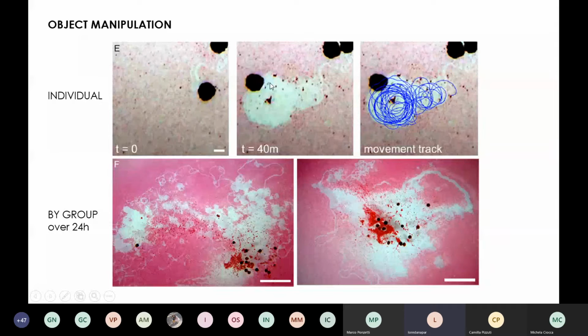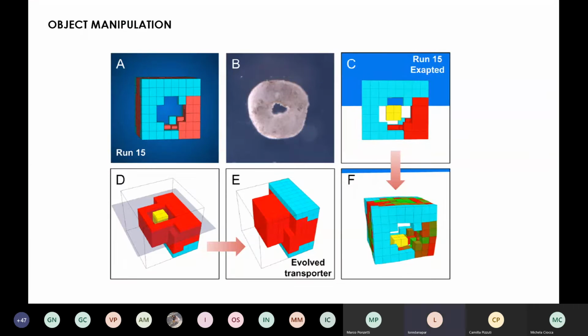And as you can see here, the in vivo experiment in fact shows an emergent behavior of debris aggregation by an individual within the environment in the first images, and also by a group of reconfigurable organisms over 24 hour periods.